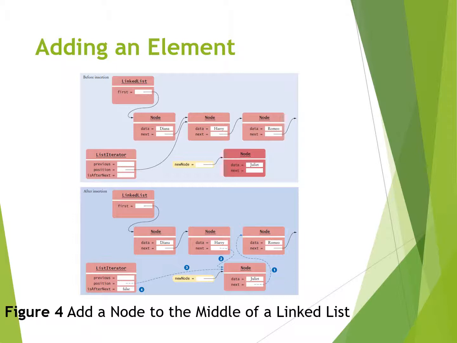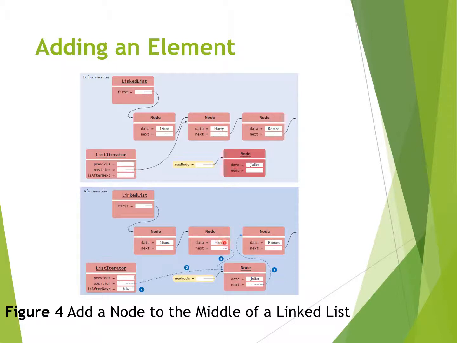So here is the schematic view of how the linked list and its iterator look before and after inserting a node. Let's assume that the node that we are going to add contains data equal to Juliet. So we are going to add it in the location that position refers to. Position refers to Harry's node. So after inserting the Juliet node, position has to refer to Juliet's node.